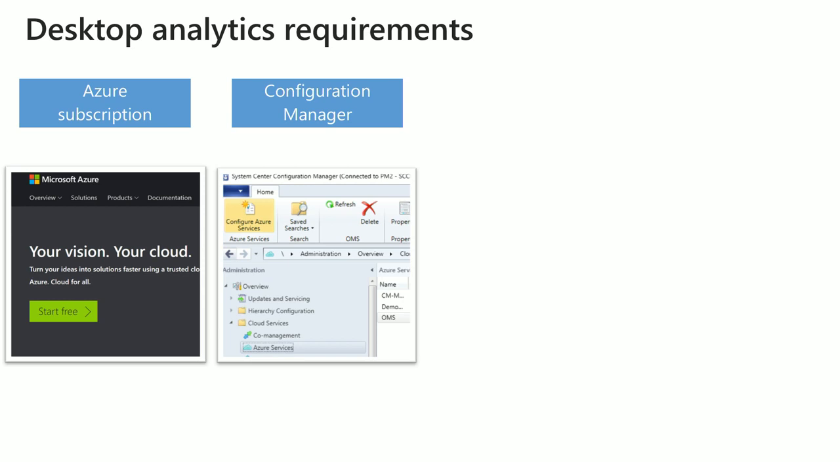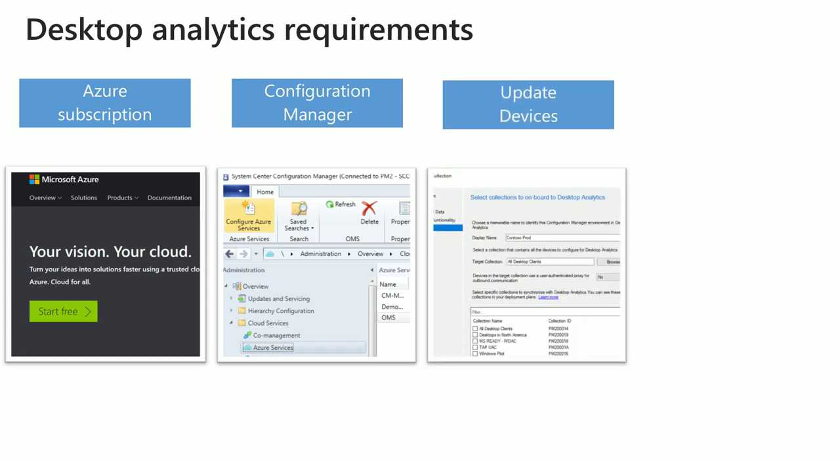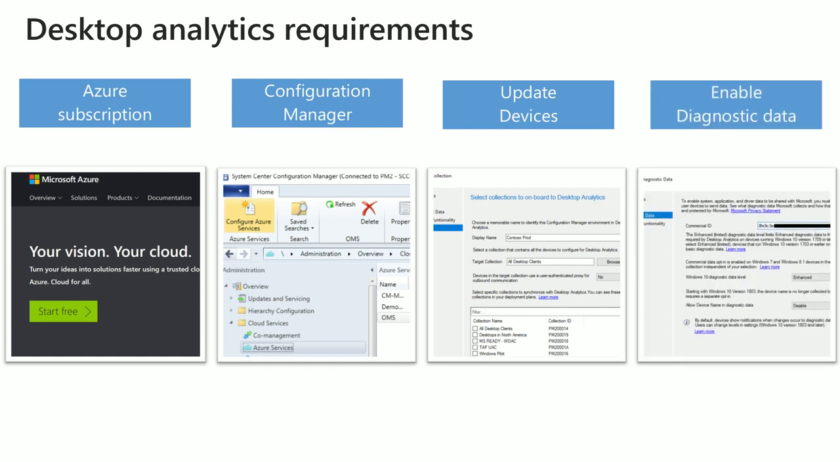The minimum requirement right now is 1902. That's where you need to be to get Desktop Analytics. And then once you enroll your devices, make sure that they have the latest security updates or the monthly rollups, because there are some critical OS components which are needed for the diagnostic data to be shared with Microsoft. And then, as I said, you need to enable diagnostic data.